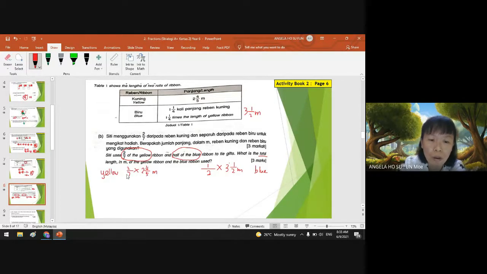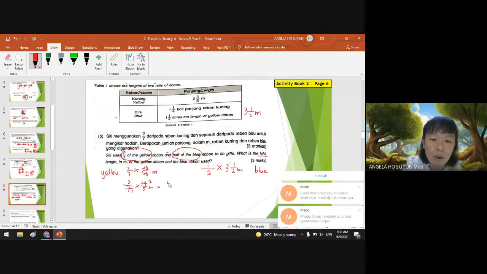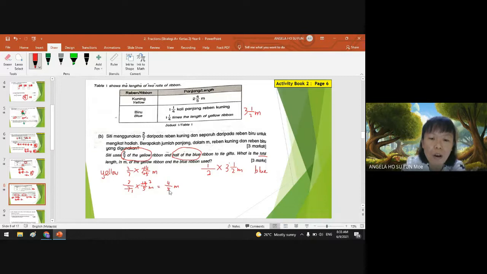Okay, so I start to do the calculation for yellow and blue first, then only I total them up. All right, so improper fraction, change to 2 over 7 times 12 over 5. You will get 14 over 5 meter. 7 and 14, I can see the link. 7 times 1 is 7, 7 times 2 is 14. So you get here 2. 2 times 2 is 4, 1 times 5 is 5. So the yellow ribbon, you use up 4 over 5 meter.